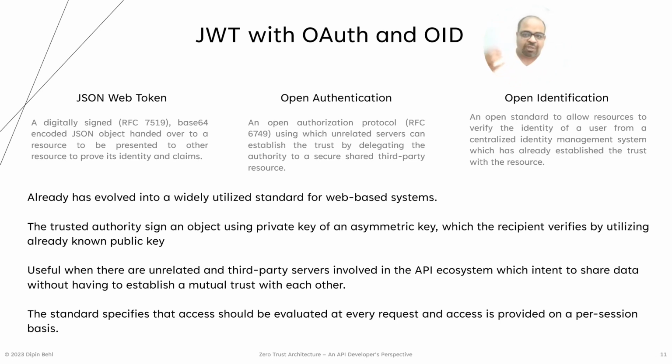The OAuth then adds on top of it the claims that a person has on a particular resource, and we combine them and store them into a JWT, which is then presented to anybody else who's basically the resource that we want to commit to. So it's already evolved into a standard for the industry these days, and we use asymmetric keys for it, and it's mostly useful when the API ecosystem intends to share data with unknown servers.